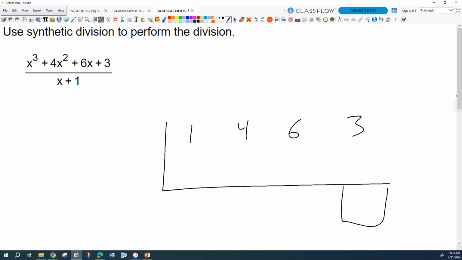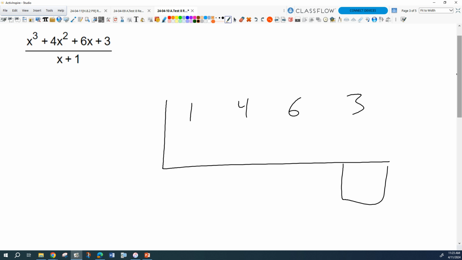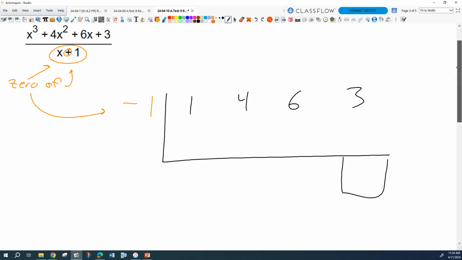And now, you've got to be careful with this, what number goes out front? Is it 1? Negative 1, because you take the inverse. It's always going to be the opposite of that operation, the number that goes out front, right? So it's a negative 1. So now we've got it all set up, and now we can do that real simple synthetic division process.